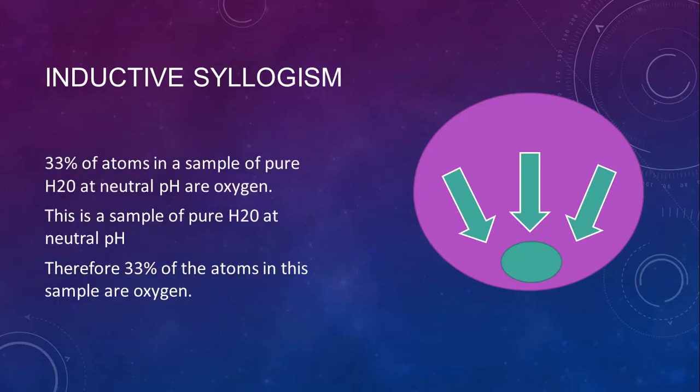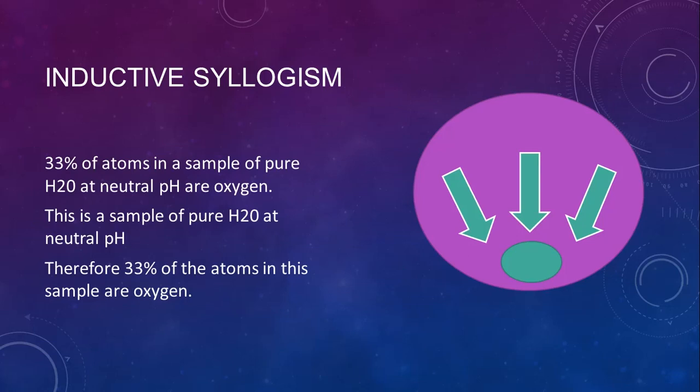Here's one that I think is really good. I tried to set it up so that it's really good. So 33% of atoms in a sample of pure H2O at neutral pH are oxygen. This is a sample of pure H2O at neutral pH. It's not, but imagine it is. Therefore, 33% of the atoms in the sample are oxygen. I think that's a darn good inductive syllogism.